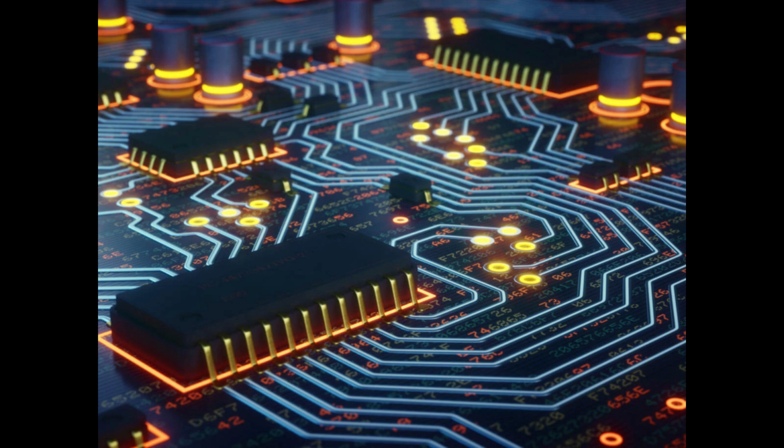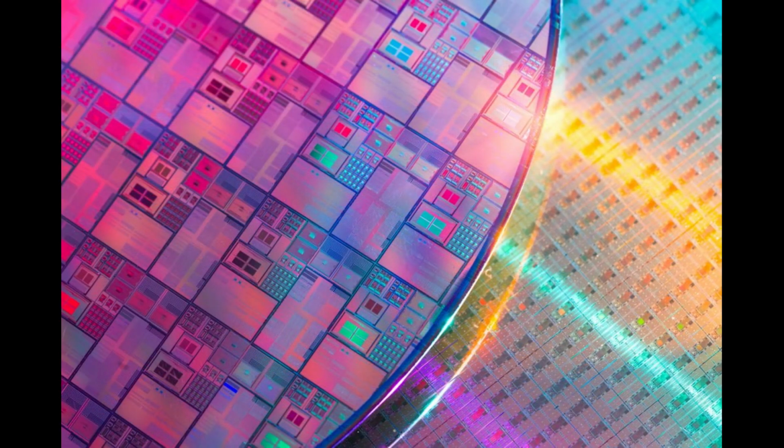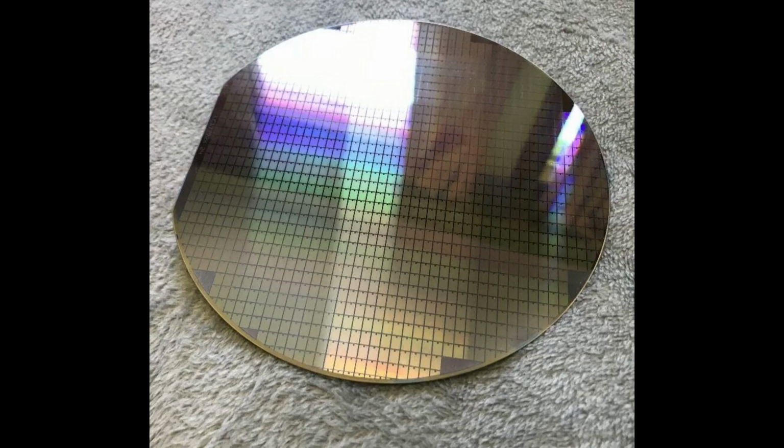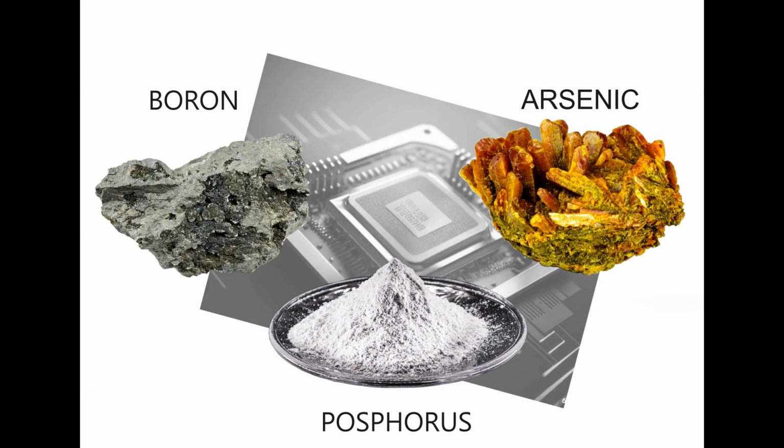Some of the basic materials used in manufacturing processors include silicon, the main material obtained from quartz used in semiconductor production. It forms a significant part of the composition of the processor. Silicon wafers. Silicon is the primary material used in semiconductor manufacturing. Silicon wafers are thin, circular discs made of extremely pure silicon.